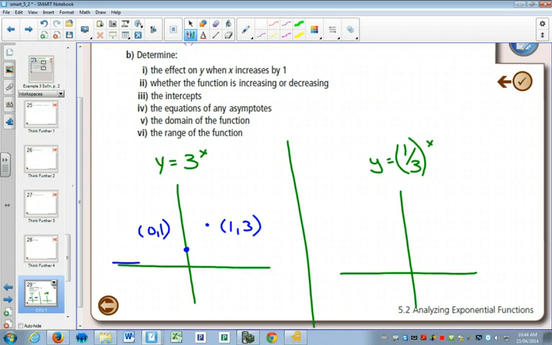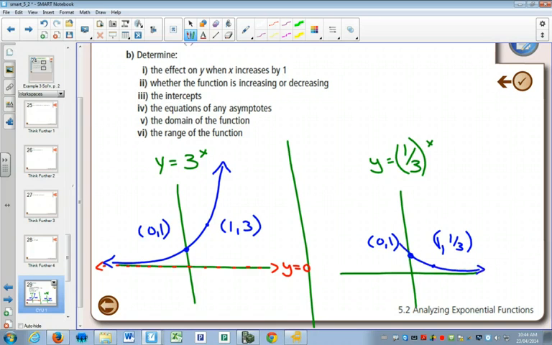And then you need to know that the shape of it looks like this, with an asymptote, dotted red line here, at y = 0. Same thing for 1/3 to the x. You know that you're going to have the point (0, 1), and when you plug in 1, you get (1, 1/3). So this one swoops down and has an asymptote at y = 0. So when we draw our asymptote with a red pen, we make it dotted, and we always label it y = 0.